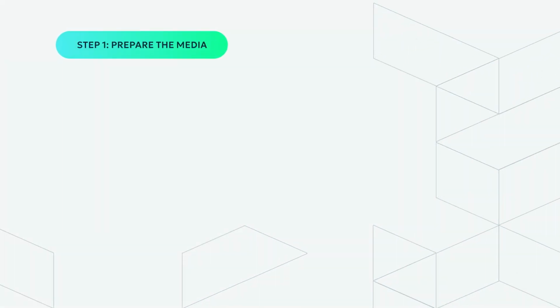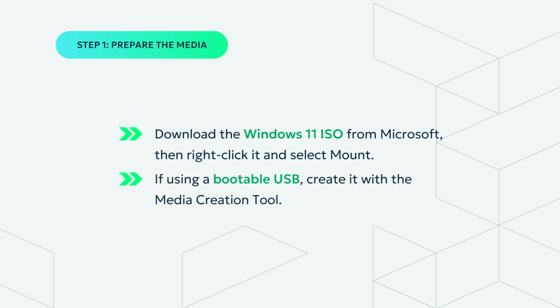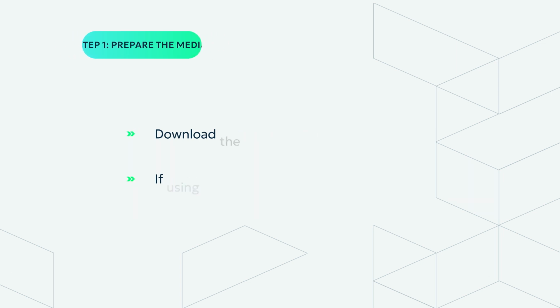Step 1. Prepare the media. If you're using an ISO file, download the Windows 11 ISO from Microsoft, then right-click and mount. If you're using a bootable USB drive, use the Media Creation tool to make a USB installer. Make sure it's 8 GB or larger.